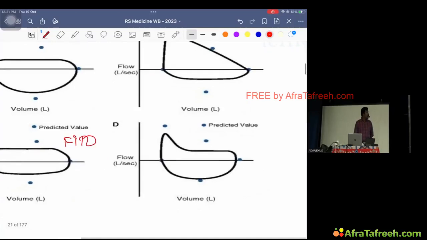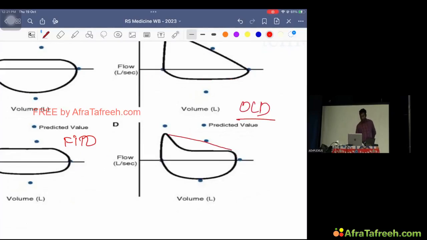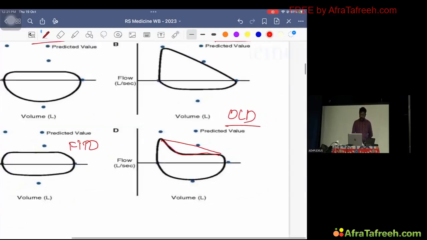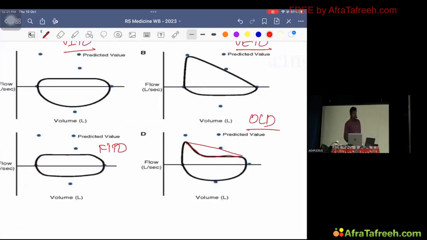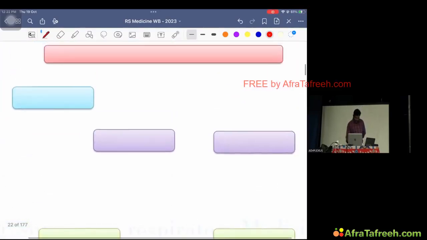What is this one? This actually looks like your bean bag. What kind of condition is it? Obstructive lung disease. If it is like this, then it is normal, but if it is going to be like this, then it is obstructive lung disease. It has a scooped out appearance, so it is going to be a case of obstructive lung disease. So this is the graph you get in different kinds of lung diseases.